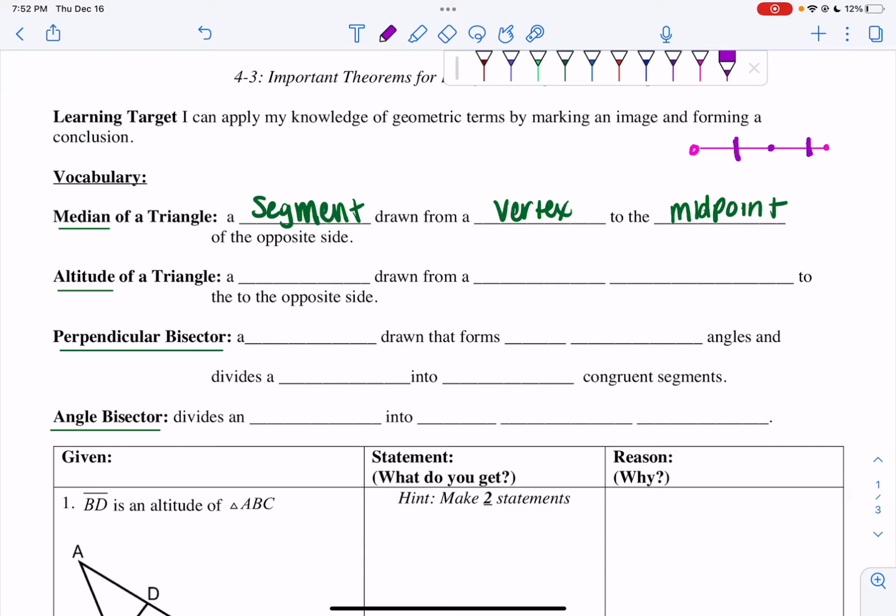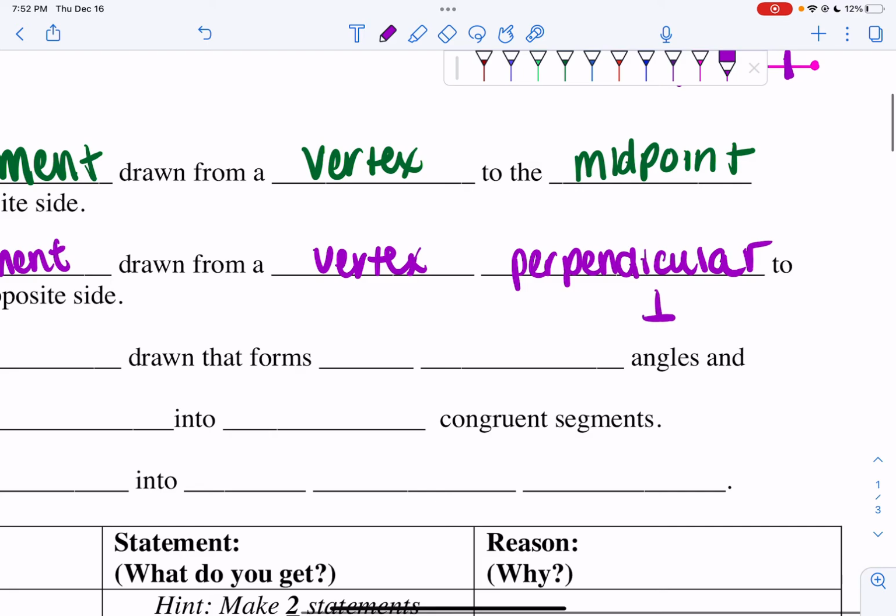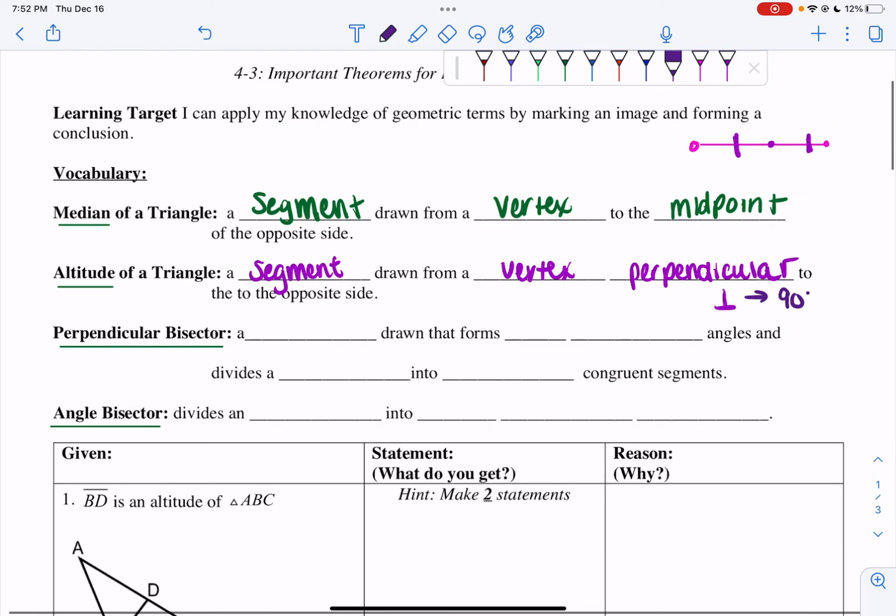An altitude of a triangle. That is a segment that is drawn from a vertex perpendicular to the opposite side. Now, whenever you see the word perpendicular or this symbol, I want you to think of 90-degree angles, or right angles.